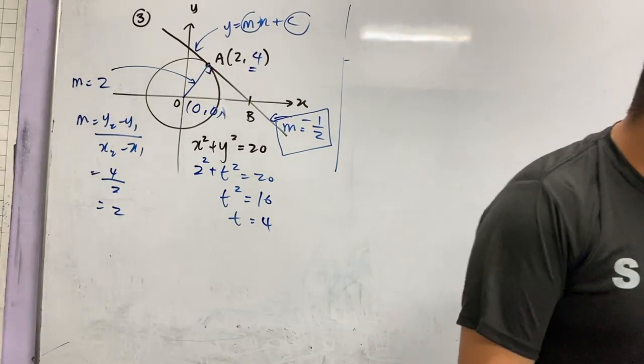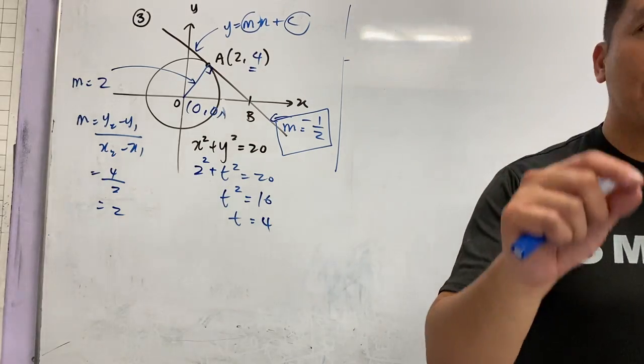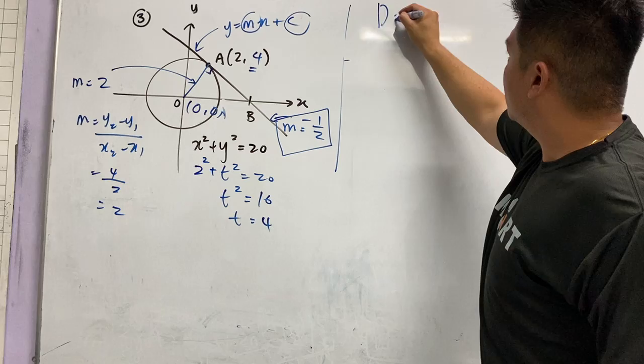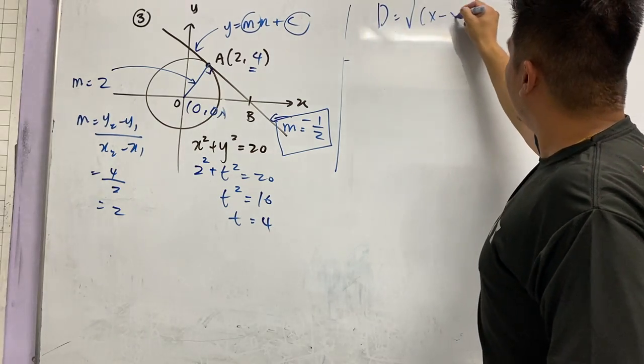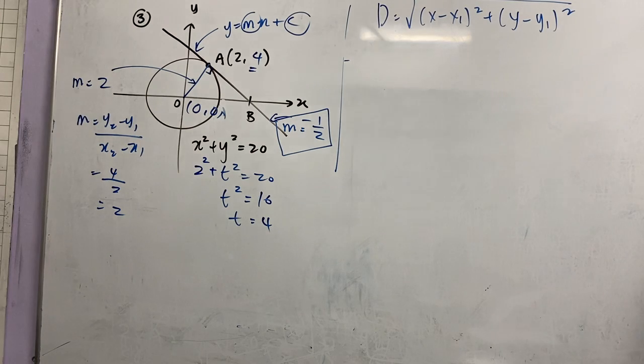Okay, so let us look at question B. Question B says you need to find the equation of locus, right? Bila nampak perkataan locus tu, apa formula yang kamu mesti ingat balik? Distance, right? What's the formula for distance? Square root (x minus x1) square plus (y minus y1) square, kan? So itu adalah distance formula kamu.